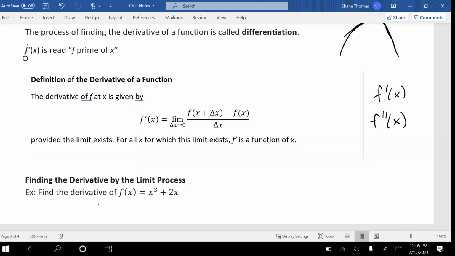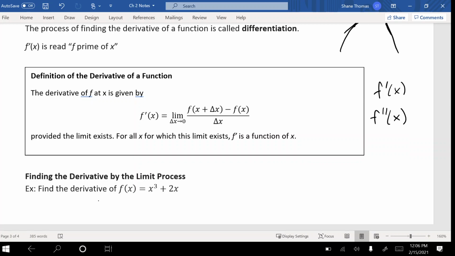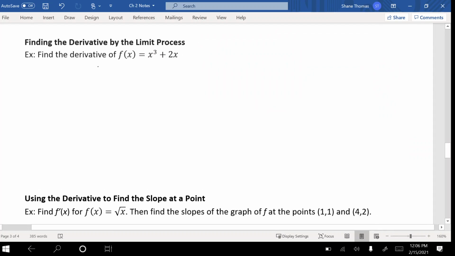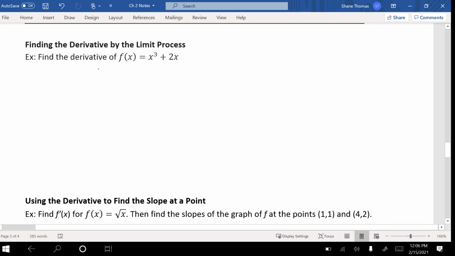So you would say f prime of x is equal to the limit of f of x plus change in x, minus f of x, over change in x, or delta x, provided the limit exists. So this is the long way to do derivatives. We're going to find the derivative of this function, which is going to be a new function that we can use. So find the derivative of x to the third plus 2x.